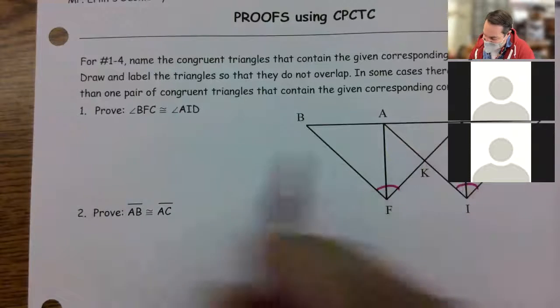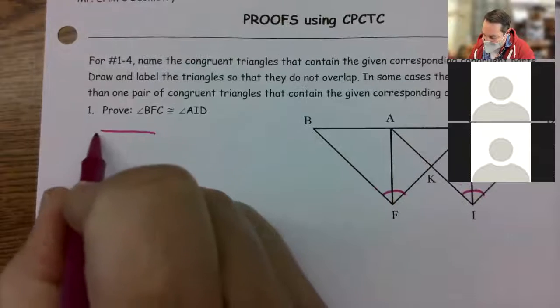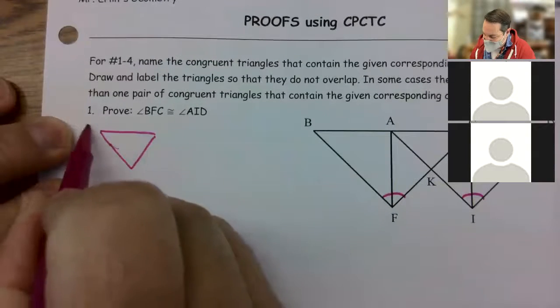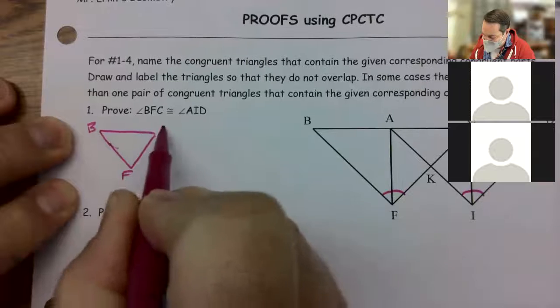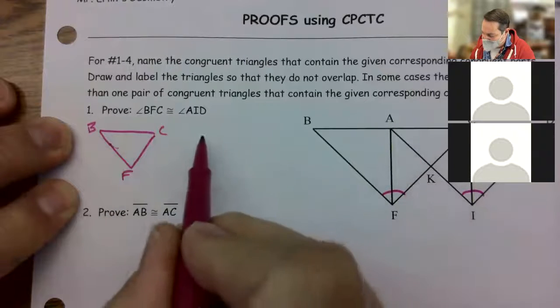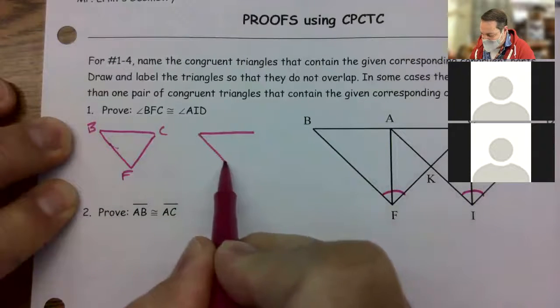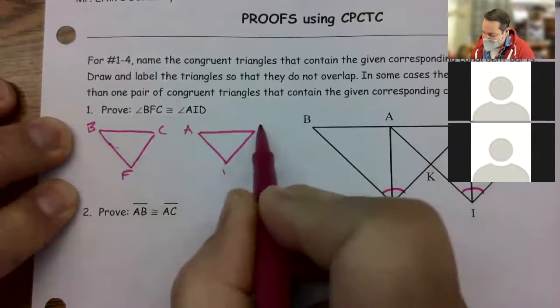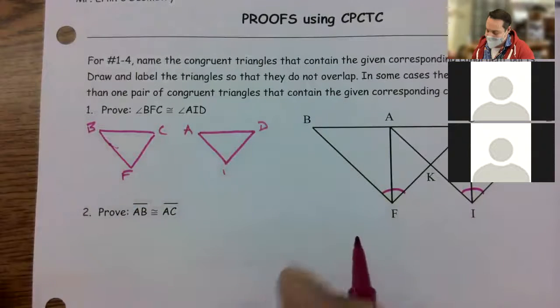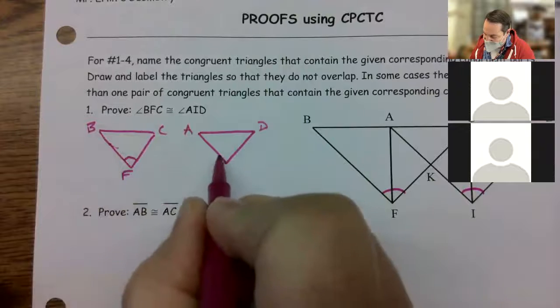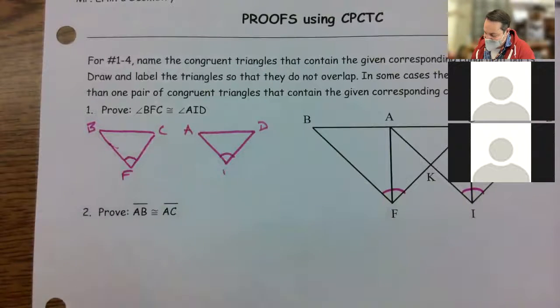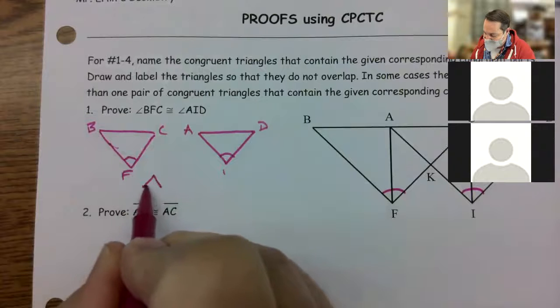Good. So what I'm going to do is over here, I'm going to pull out BFC, label it, and then I'm going to pull out the other one and label it. I'm separating them so they're no longer overlapping, which is what was causing the biggest difficulty. And I'll mark the angles that I'm looking for, ensuring that the full angles are present in the triangles. And then I'll make the triangle congruent statement.